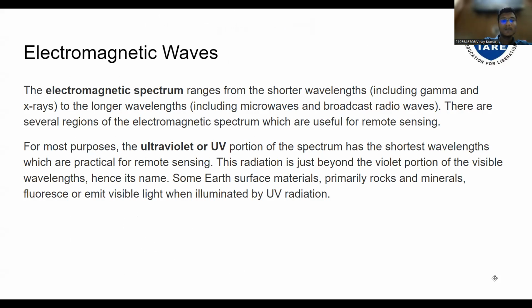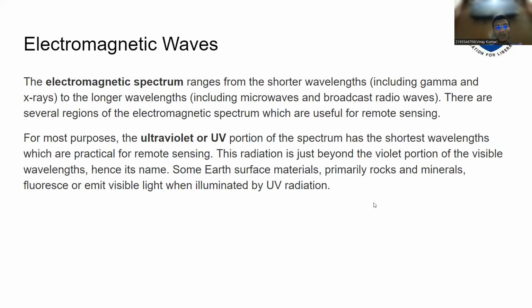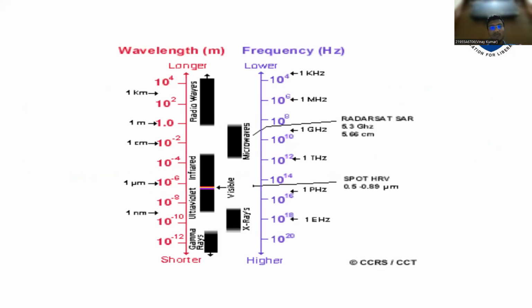For most purposes, the ultraviolet or UV portion of the spectrum has the shortest wavelengths which are practical for remote sensing. This radiation is just beyond the violet portion of the visible wavelengths, hence its name. Some Earth's surface materials, primarily rocks and minerals, fluoresce and emit visible light when illuminated by UV radiation.